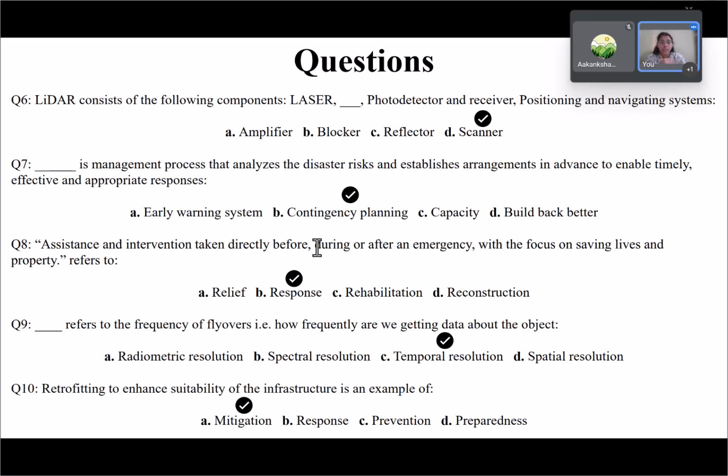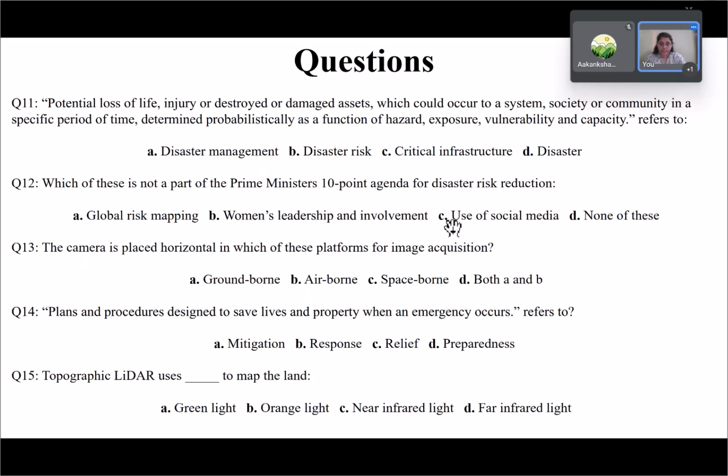Right. The next five, as you can see, these are very simple questions and they don't require that much difficulty. Okay, these are potential loss of life or injury or damages which could occur to a system or society.